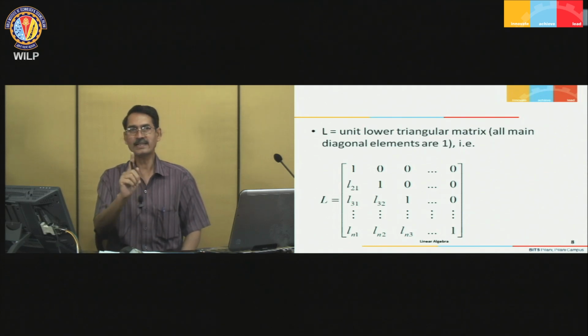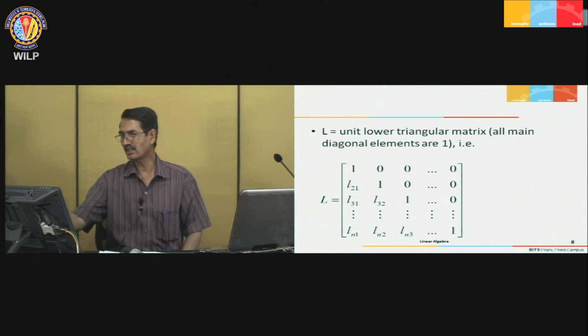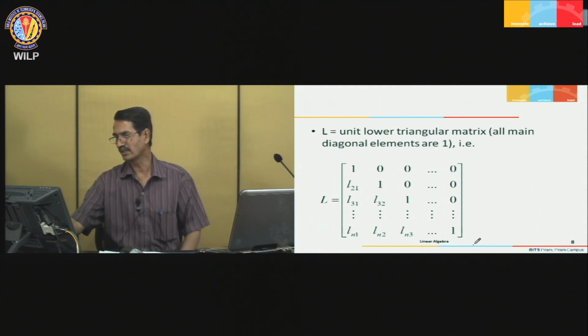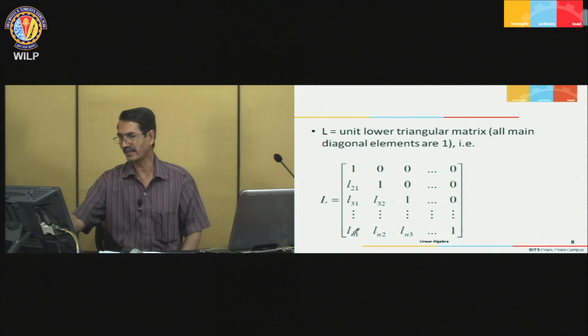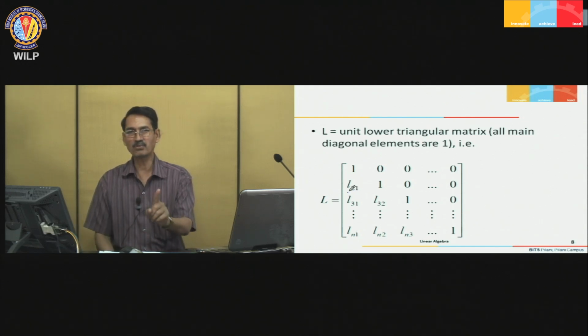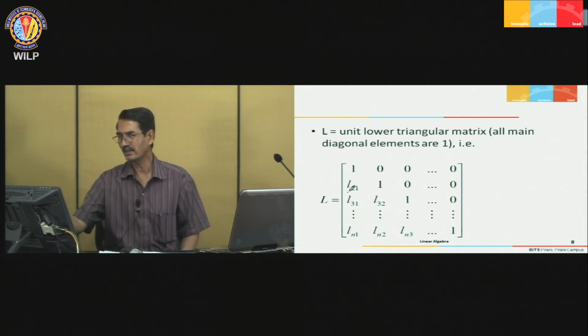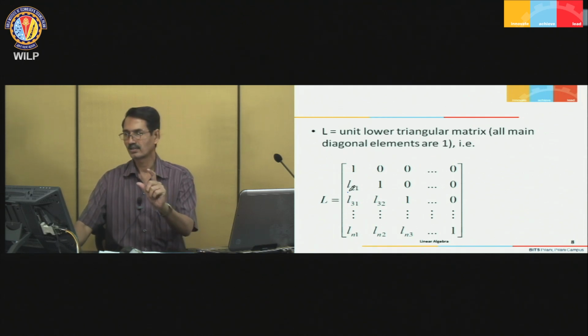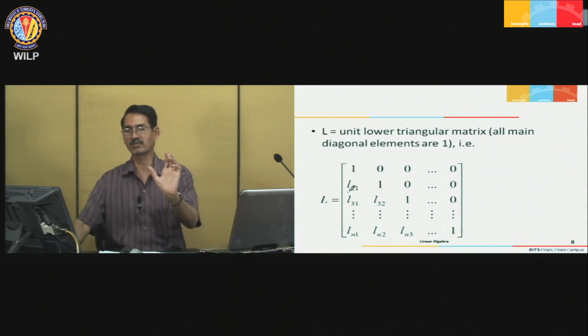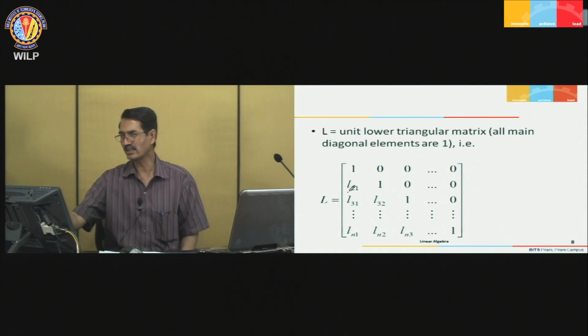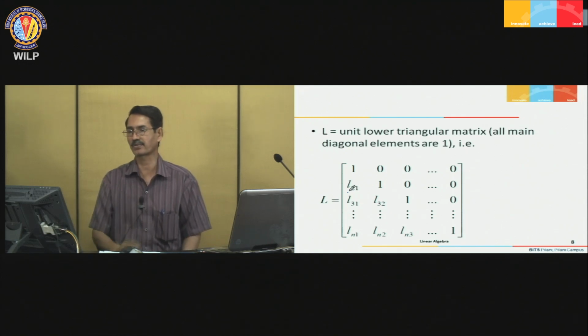So L is a unit lower triangular matrix. All main diagonal elements in this matrix are 1, and this is our L21, L31, and so on. What is L21? L21 is the multiplier which has been used to create 0 below A11. Similarly, L31 is also a multiplier. All these Lij are multipliers.